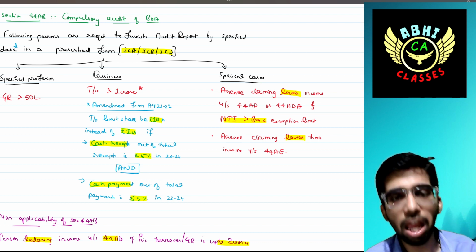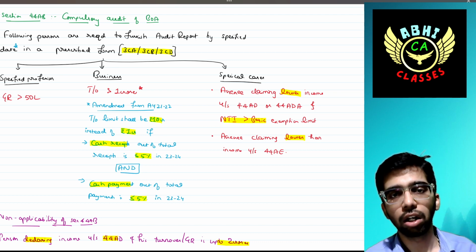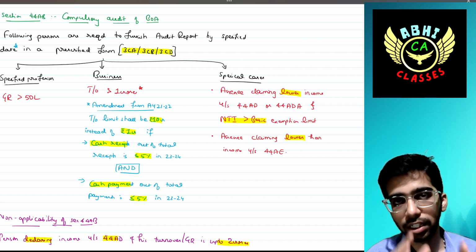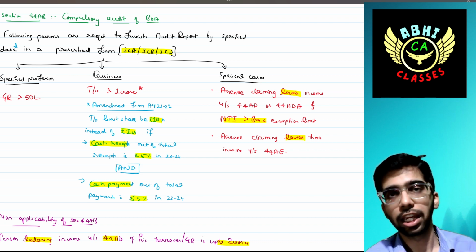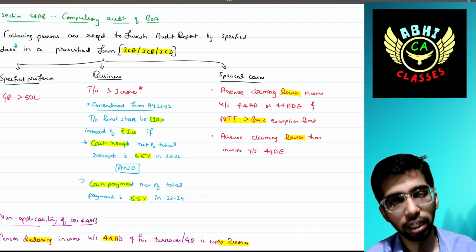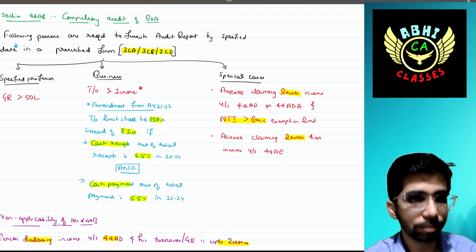The SSC claiming lower than that, in that case also the SSC needs to maintain books of accounts. In the other case, the SSC is claiming lower than the income specified under section 44AE. This is called presumptive taxation.